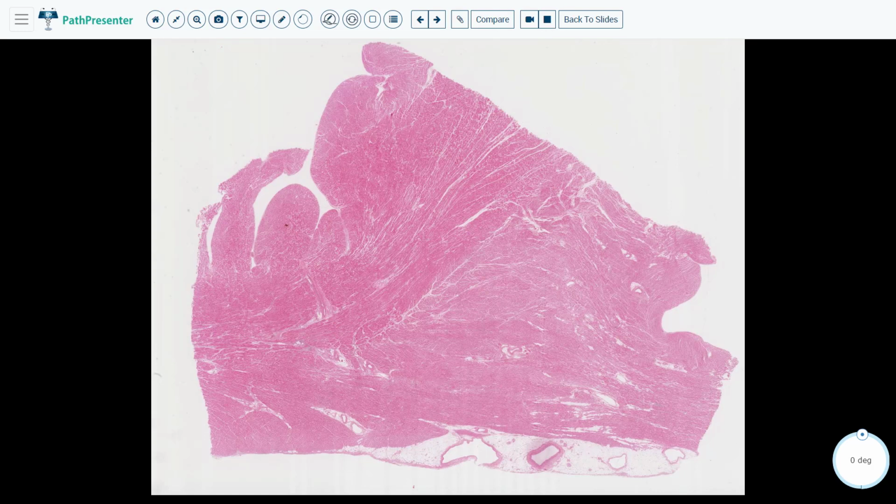Case 2 is myocarditis, which is one of many etiologies of dilated cardiomyopathy. Let's orient ourselves. Going from outside to inside, down here, this is epicardium. This entire area here is myocardium, and the lining, of course, is endocardium. I'm going to take a closer look right here.